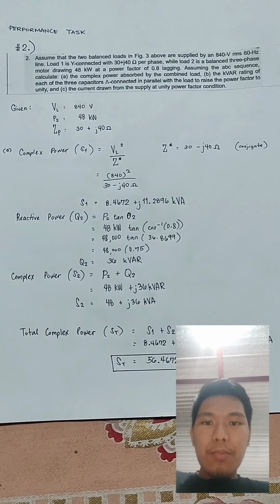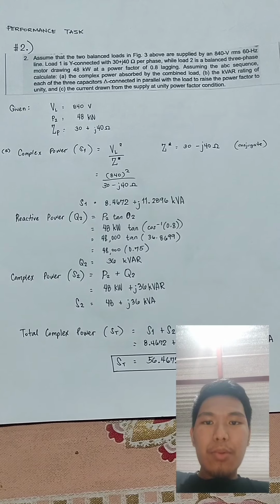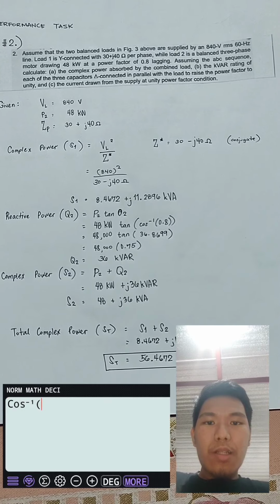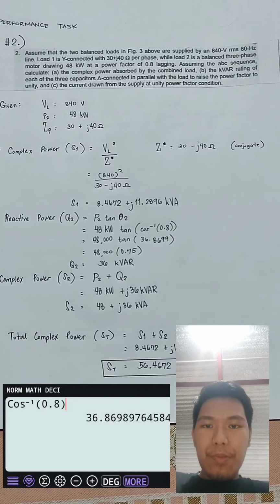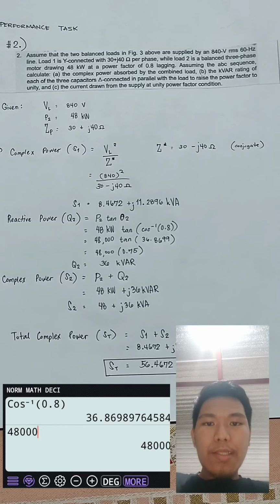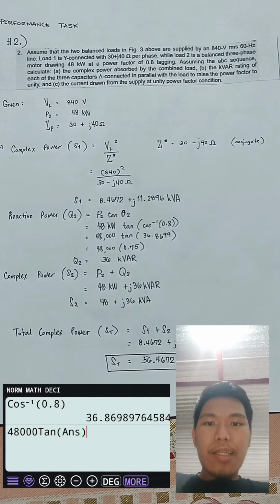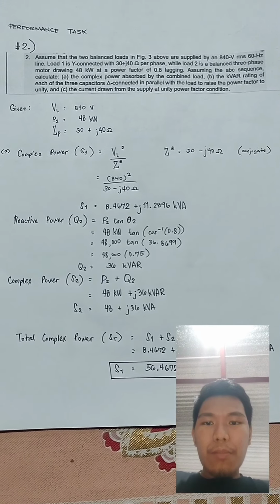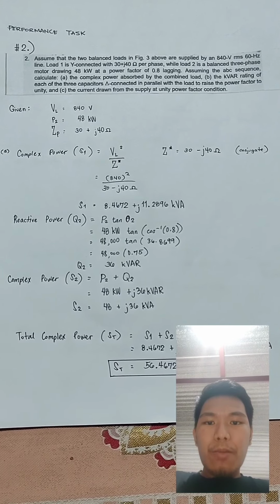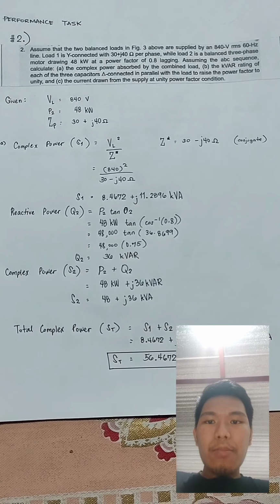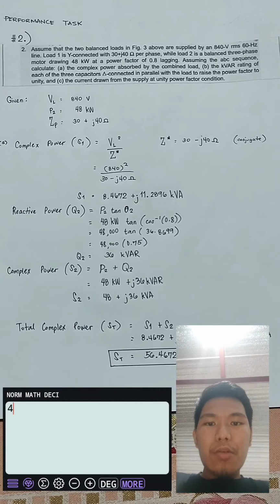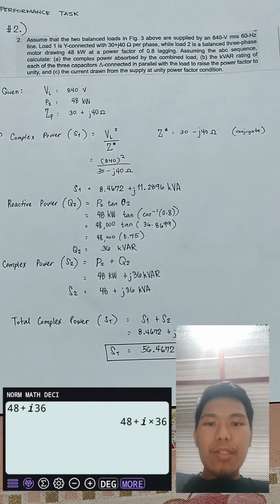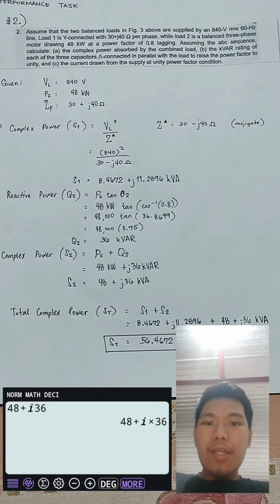For our complex power S2, we need to get the reactive power Q2. Q2 equals P sub 2 tan theta sub 2, which is equal to 48 kilowatts tan cos raised to negative 1 of 0.8, 48,000 watts tan 36.8699, which is equal to 36 kVAR. Now for our complex power S2, we have the formula P sub 2 plus JQ2. 48 kilowatts plus J36 kVAR is now equal to our complex power S2, 48 plus J36 kilovolt ampere.